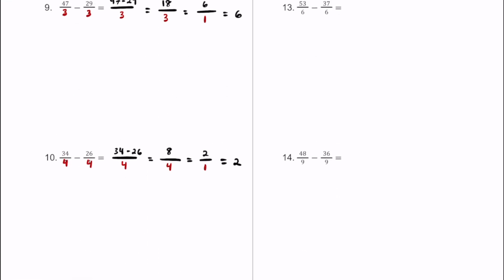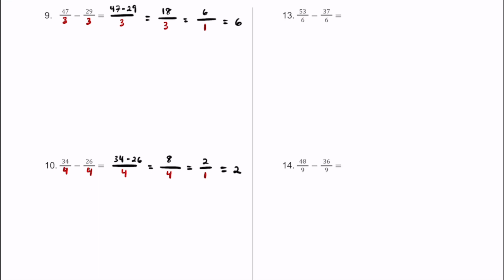Here's number 13. For number 13, we have 53/6, and we're taking away 37/6. So we have a common denominator of 6 here. Let's go ahead and put that on the bottom. And then on the top, let's take this 53, and let's take away 37. Okay, so we're going to find the difference. Of course, we have a common denominator of 6 here. Now 53 minus 37, I believe, is 16. So we're going to put 16/6.